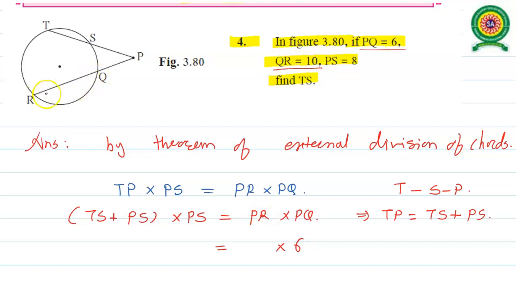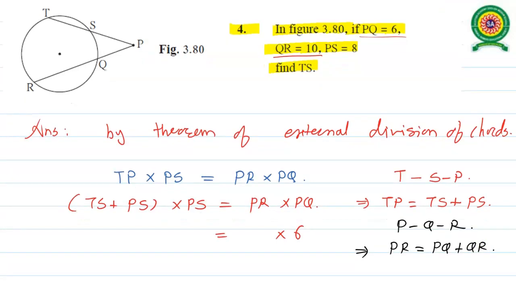The QR value we have been given. Now, again the same thing: once P, Q and R are collinear points, the value of PR is equal to PQ plus QR. The value of PQ is 6 and the value of QR is 10. 10 plus 6 is 16. So the value of PR is now 16 units.